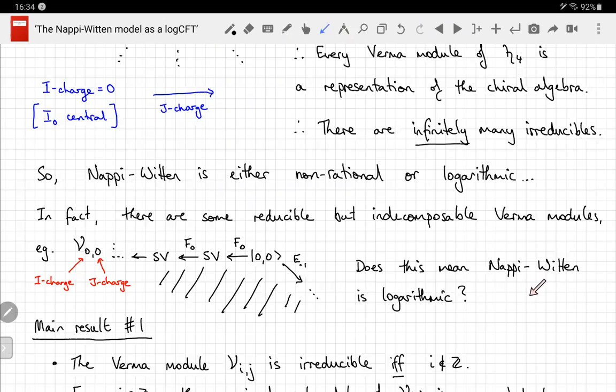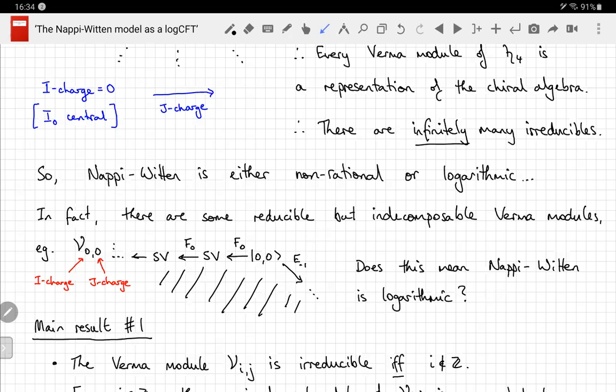Now, I've said that formally this means that Nappi-Witten is logarithmic, but it doesn't necessarily mean that, because when we're studying conformal field theory or even string theory, there's a bunch of consistency requirements. Just because these are representations of the chiral algebra doesn't necessarily mean that we have to take them as constituents of our spectrum. So we don't actually know that this nasty looking thing here appears in the spectrum. We'd have to check various consistency conditions before we made any claims in that direction.